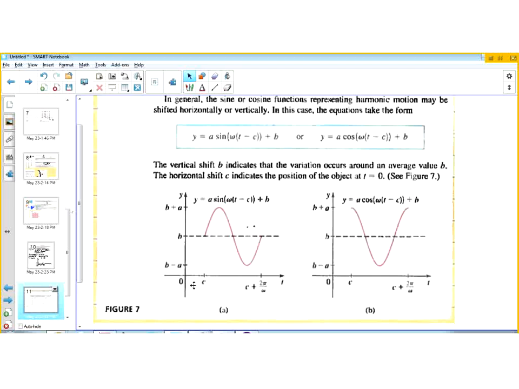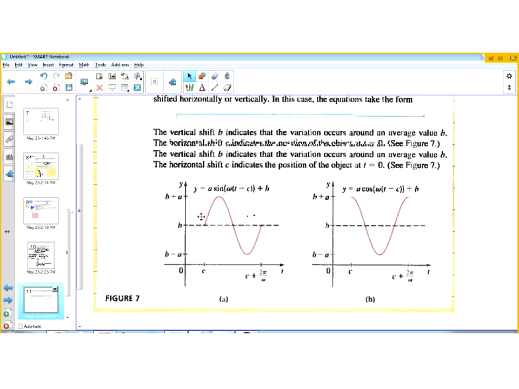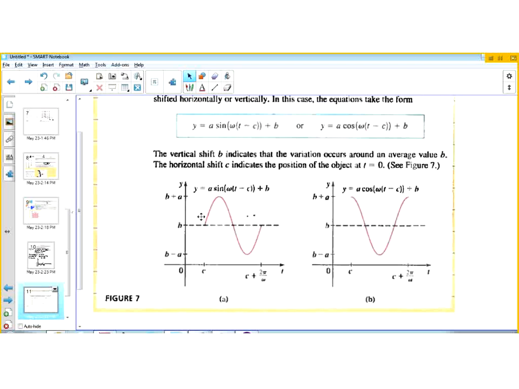And then the horizontal shift indicates the position of the object at t equals 0. So at t equals 0, it just depends on your reference frame, your physical reference frame. You could have the object shifted away from what you consider from the camera, for instance. If the camera is located at the origin and you're photographing the position with time, it's the same thing that we've been talking about. So not much there really, other than stuff we already know.